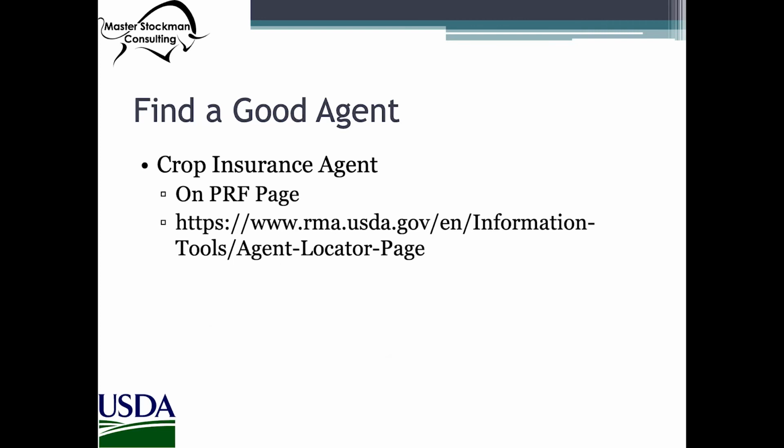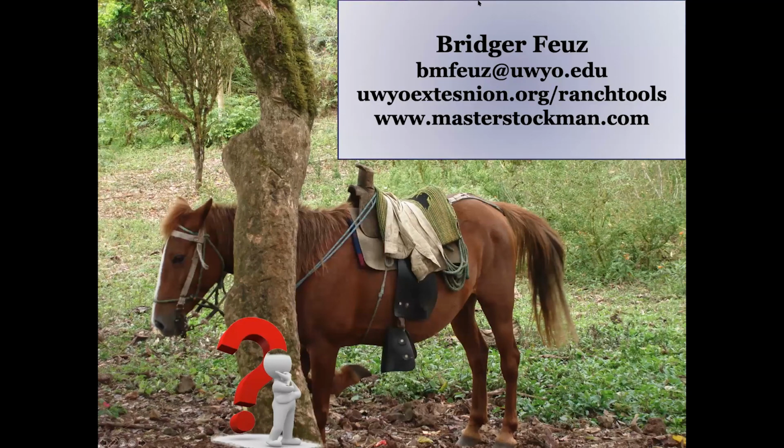If you're interested in it, my first step always is to recommend you find a good crop insurance agent. You can go out to the USDA's webpage and look at to find an agent. Certainly find somebody just like your banker, your accountant, your lawyer that you can trust, you can work with, and that you understand and are able to work with going forward.